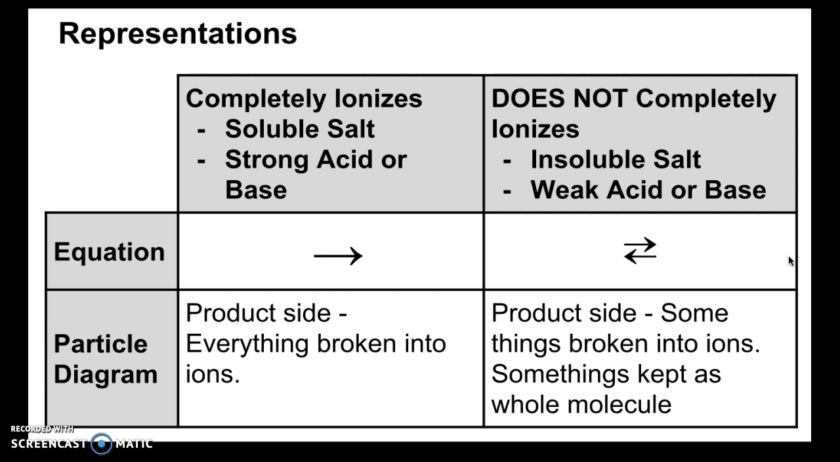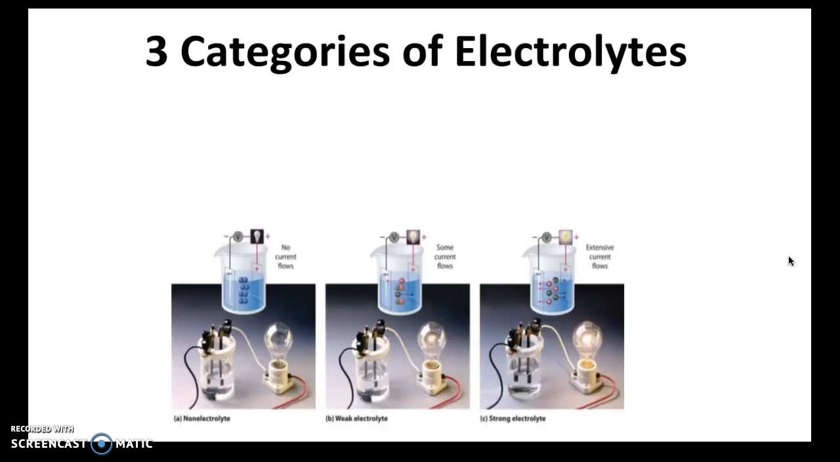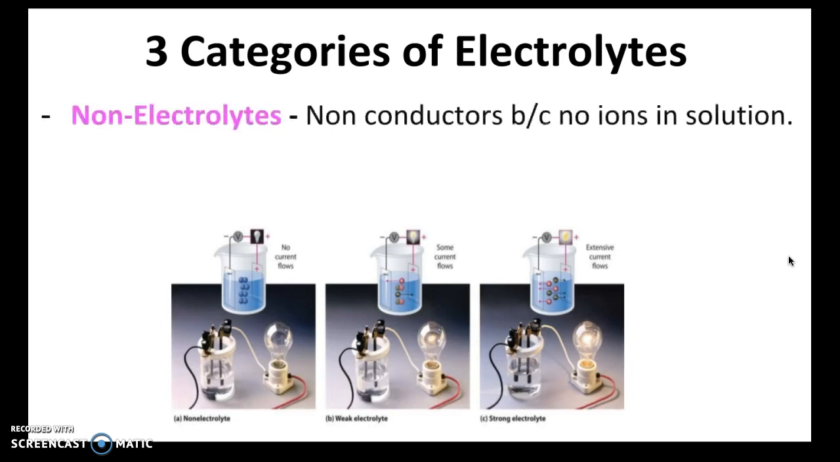we talked about the representations, how we represent the different types of electrolytes. Now let's go into some of their characteristics. So there are 3 categories. The first category you've heard of before, non-electrolytes. They're non-conductors because there are no ions in solution. So what does that mean?